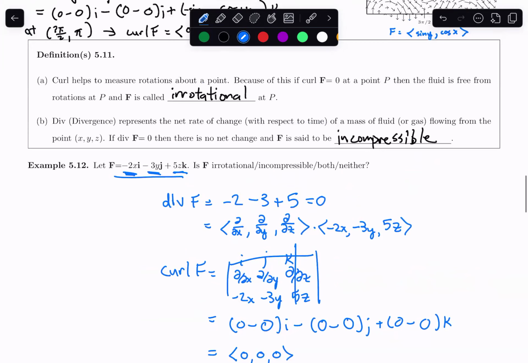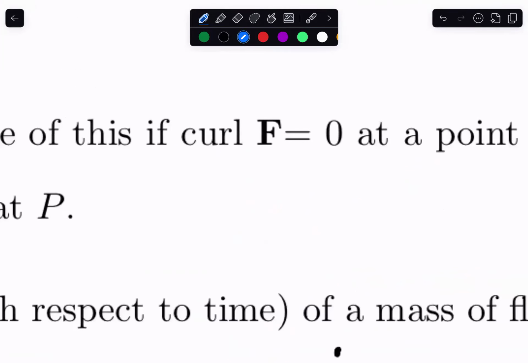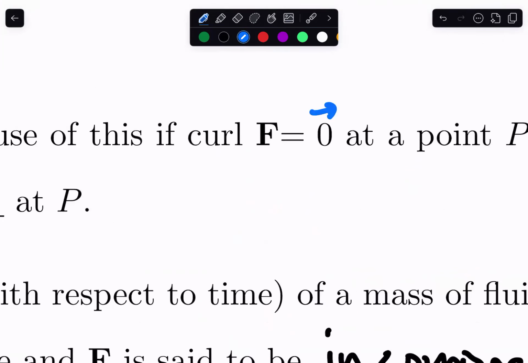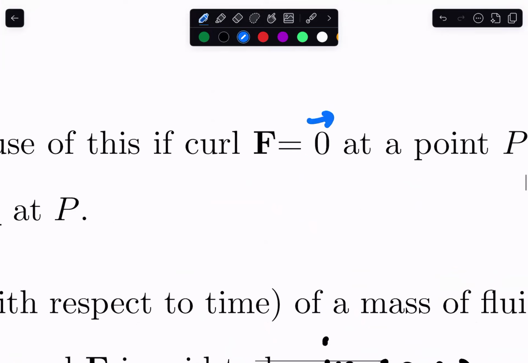So irrotational. Again, when it says curl of f is equal to 0, I should emphasize that this is the 0 vector, because curl is a vector. So this really means it's the vector with zeros at each component. You need all three to be equal to 0 for this to be irrotational.